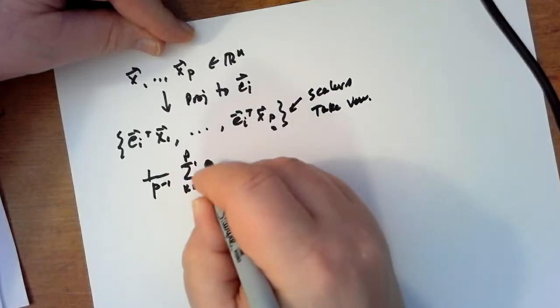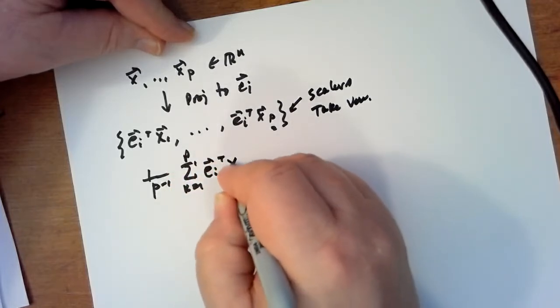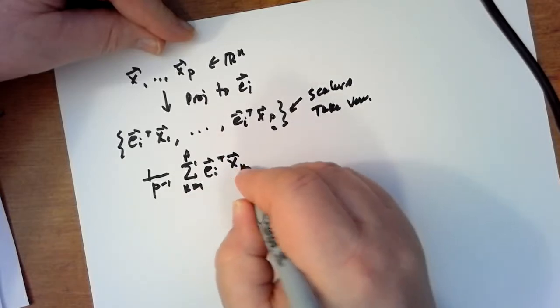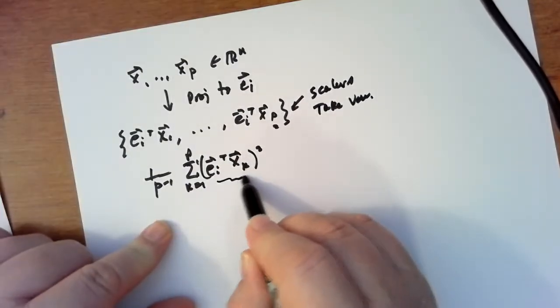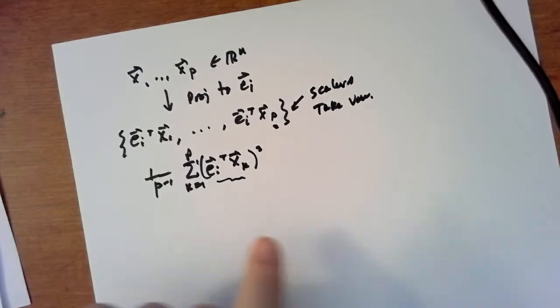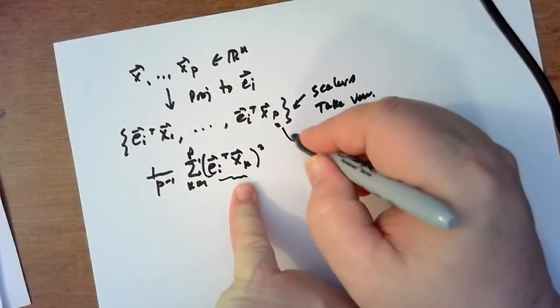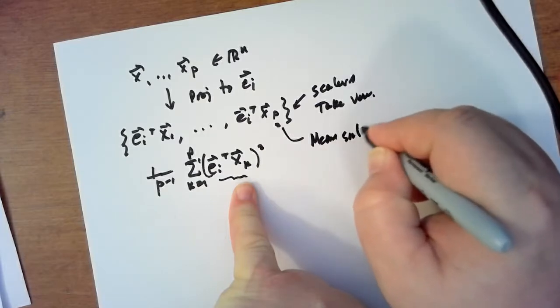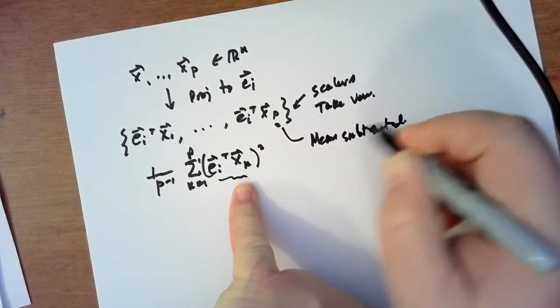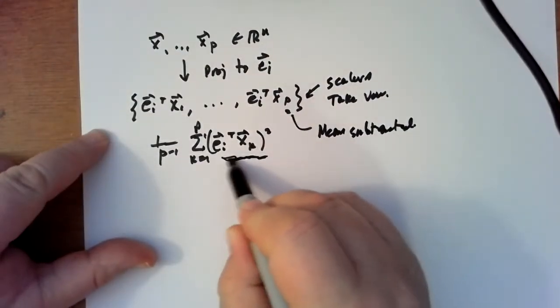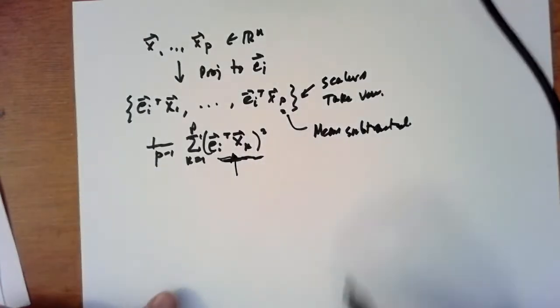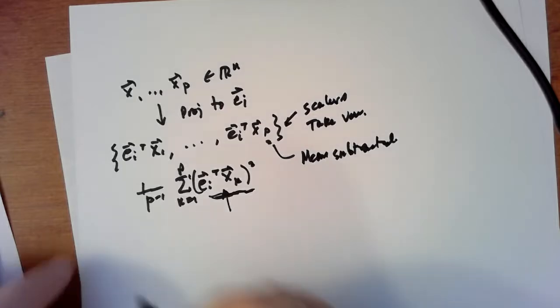The sum, k equals 1 to p, of ei transpose xk squared. Okay, but of course, what is this? By the way, I'm assuming here that the data has been mean subtracted, and that's fine if you want to do that. If you don't, then you have to mean subtract at this point. So just think about what this is. What happens when you dot the vector xk with the basis vector? What do you get?